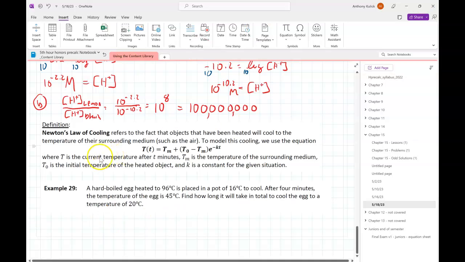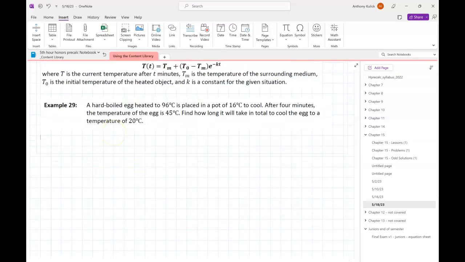All right, so we have a hard-boiled egg heated to 96 degrees Celsius and placed in a pot of 16 degrees Celsius water to cool. You've made hard-boiled eggs before. After 4 minutes, the temperature of the egg is now 45 degrees Celsius. How long will it take in total to cool the egg to a temperature of 20 degrees Celsius?